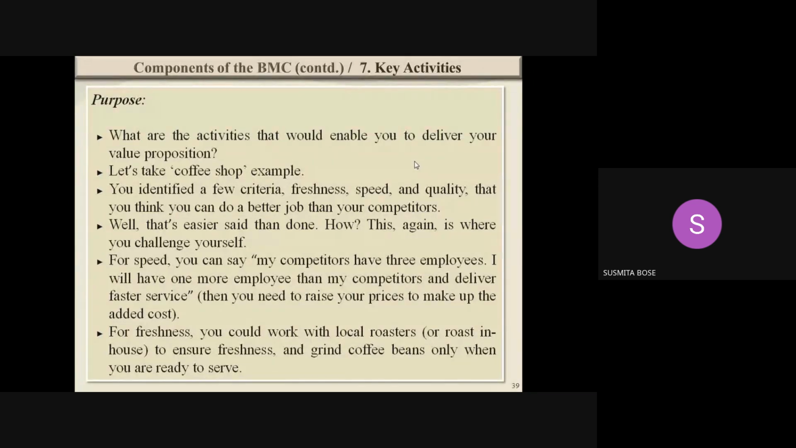Like for freshness, if you want to deliver fresh coffee, you could work with local roasters or roast in-house to ensure freshness. This is the coffee shop example we are talking about. You have to grind coffee beans only when you are ready to serve. So these are the key activities. You'll have to plan everything.